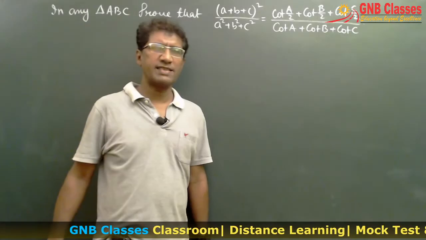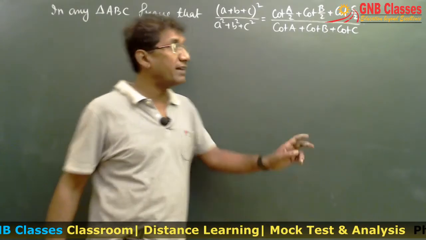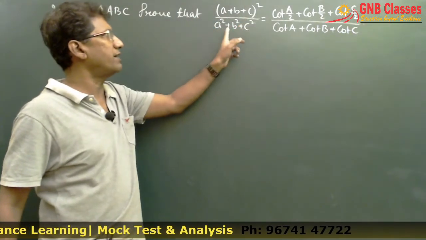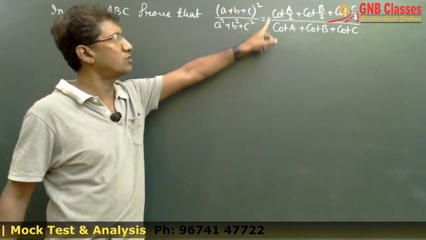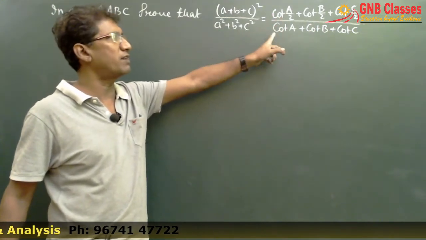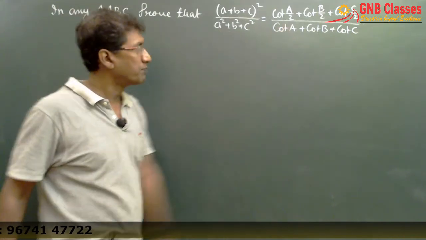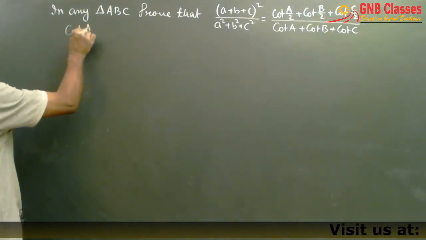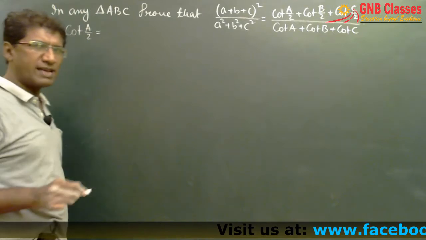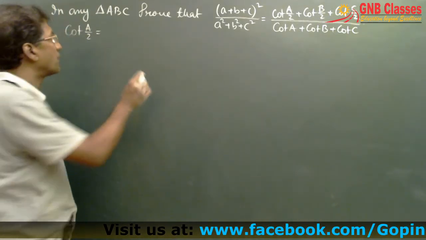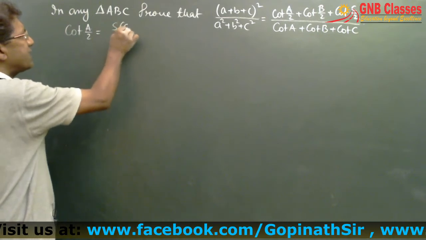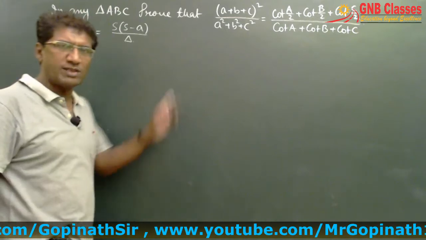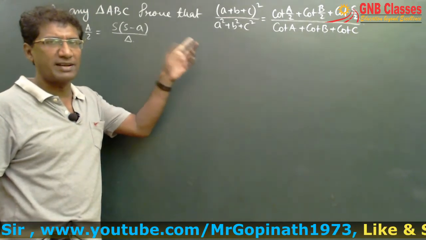Okay. So our second problem in half angle formula is this: in any triangle ABC, prove that a plus b plus c whole square divided by a square plus b square plus c square equals cot a by 2 plus cot b by 2 plus cot c by 2 divided by cot a plus cot b plus cot c. Is it clear? Now, we have all seen that cot a by 2 is nothing but, what is the formula of cot a by 2? I have done it in the first sum, isn't it? So, what is that? It's s into s minus a by del, right? Similarly, cot b by 2 will be s into s minus b by del, and cot c by 2 will be s into s minus c divided by del.